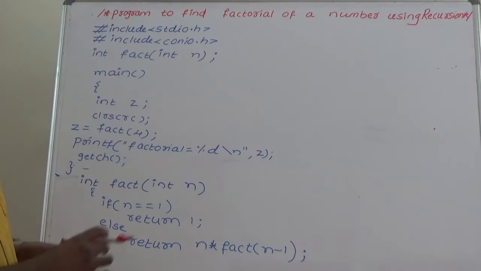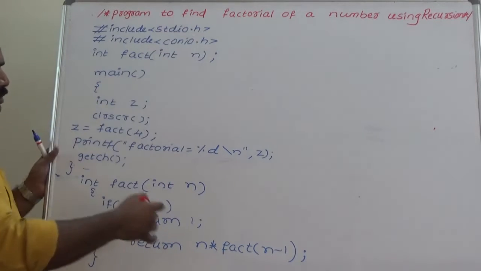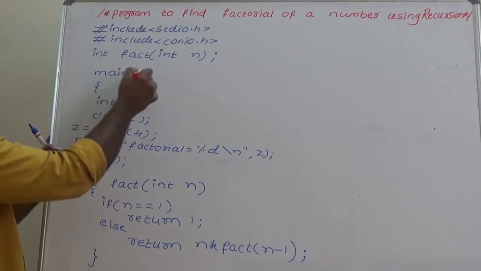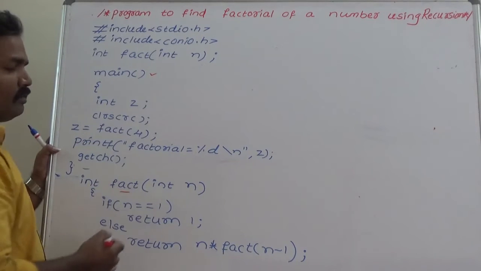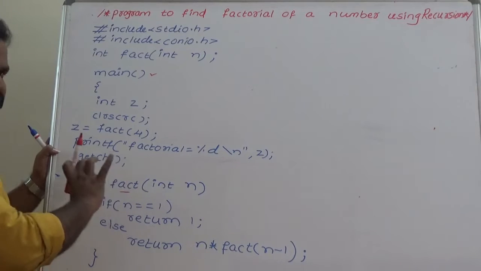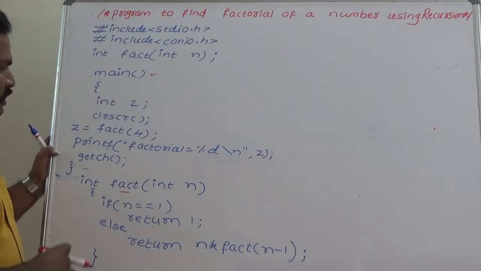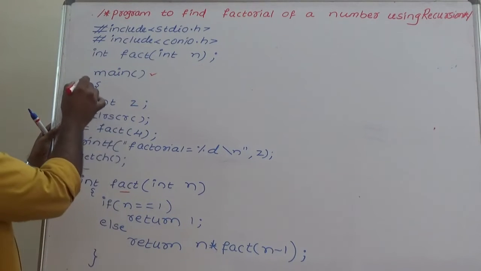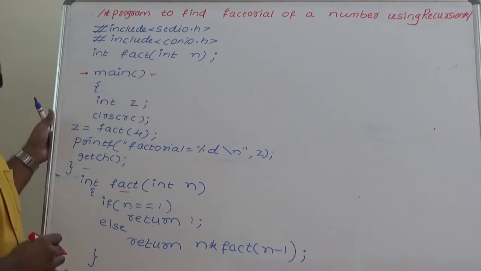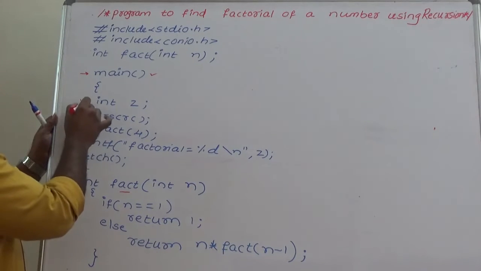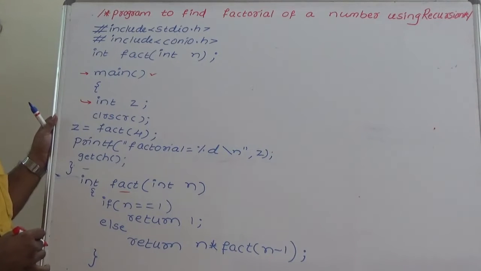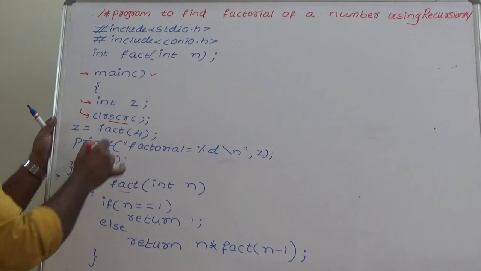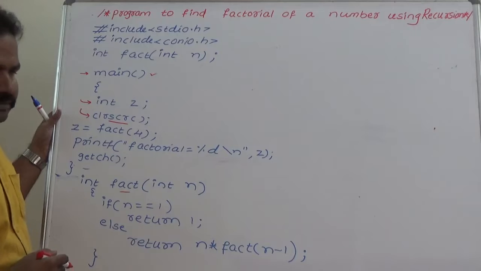Right. This program contains two functions: the main function and the fact function, which is a user defined function. If we execute this program, program execution starts from the main function, and the execution control executes the statements line by line. CLRSCR is a function that will clear the output screen.